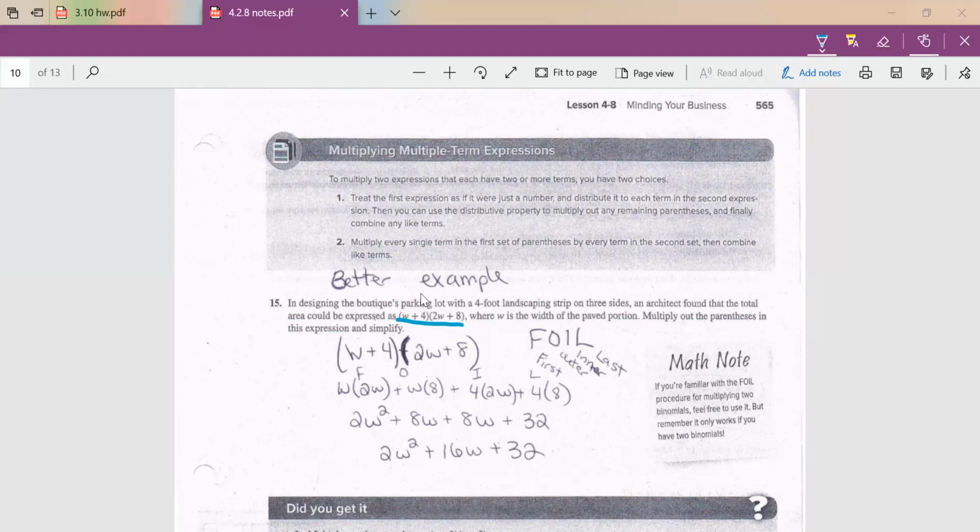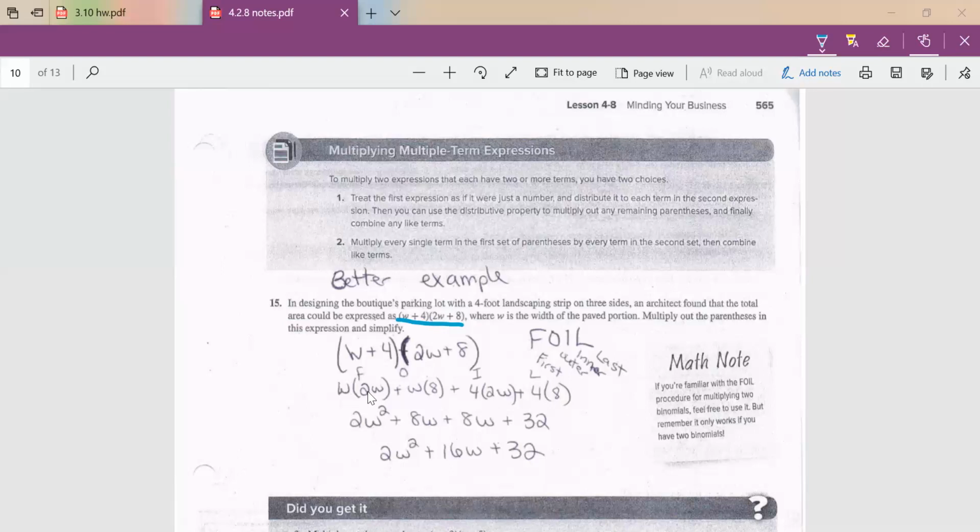Now, to make sure that you get all of them, there's this acronym, FOIL, and we can use this to help us. So FOIL stands for first, outer, inner, last. First means you're going to take the first terms of both, so W and 2W, multiply them together. So W times 2W. Then we have O, outer. What two numbers are on the outer? W and 8. So these are my outers. Now I have my inner. 4 and 2W, they're the inners. Multiply them together. And last, 4 and 8. Okay? So we're taking each term and multiplying it by each term in the second parenthesis.